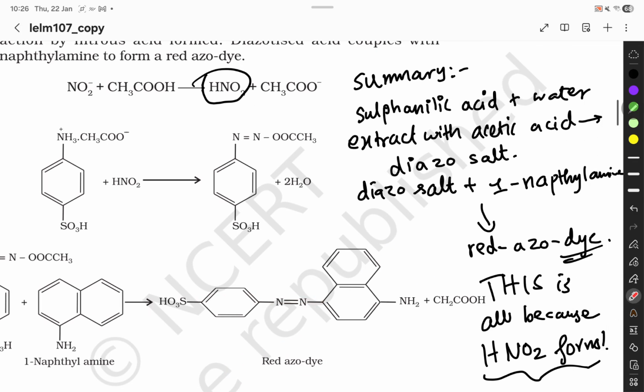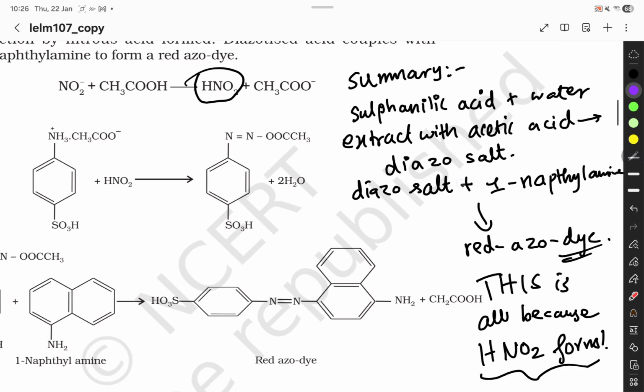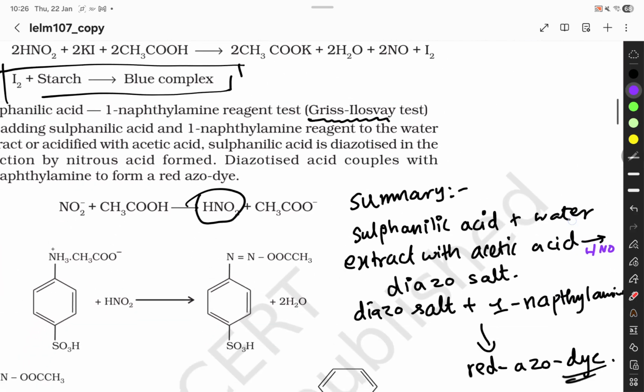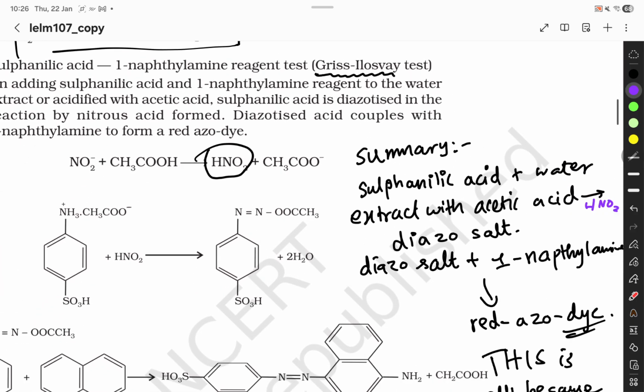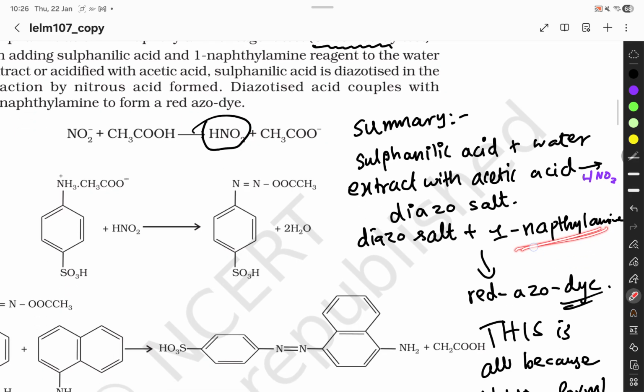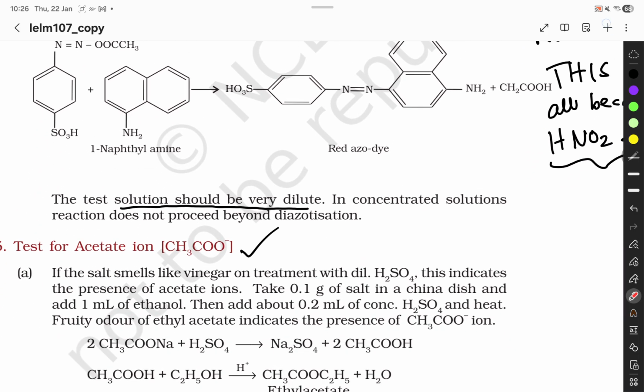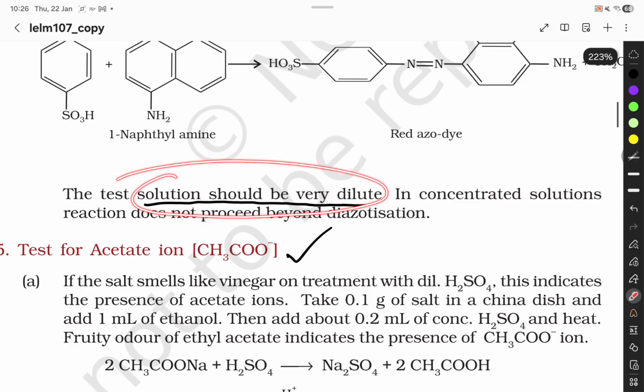So first you have sulfanilic acid, then water extract with acetic acid forms HNO2, and then it forms the diazonium salt. The diazonium salt with 1-naphthylamine forms the red azo dye, and this is all because of HNO2 formation. So HNO2 formation helps in identifying NO2-. The test solution should be very dilute.